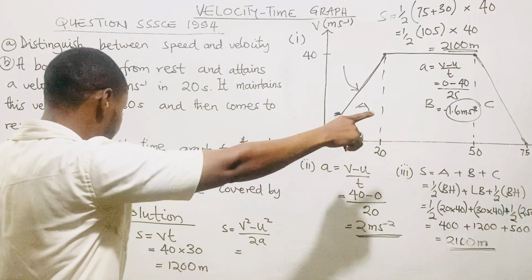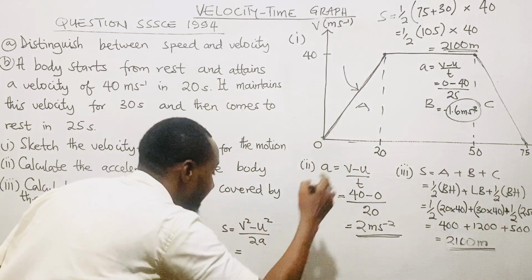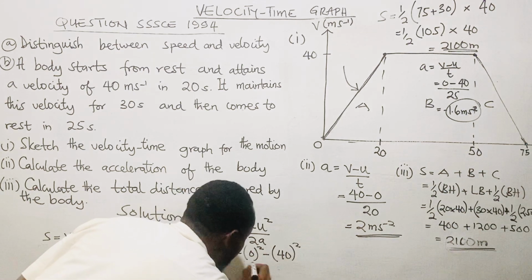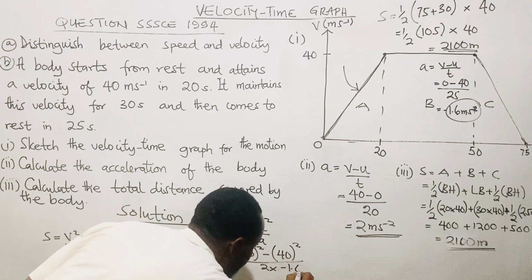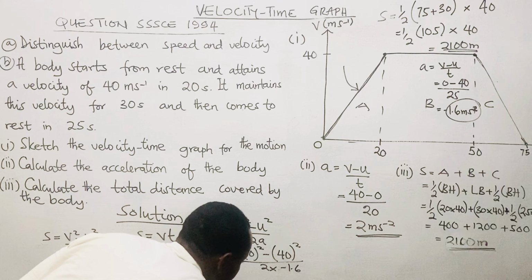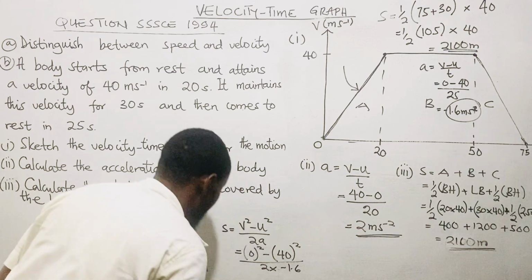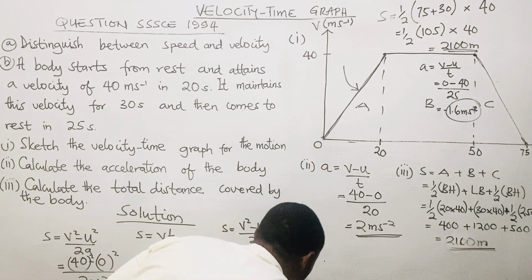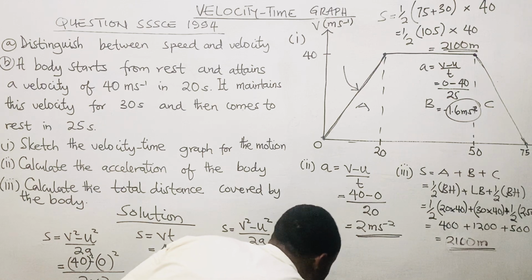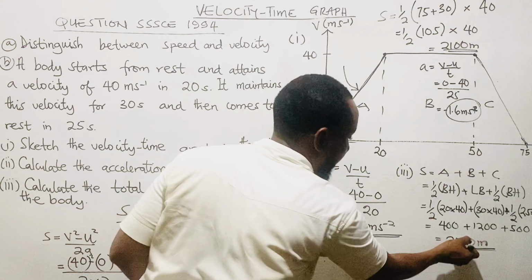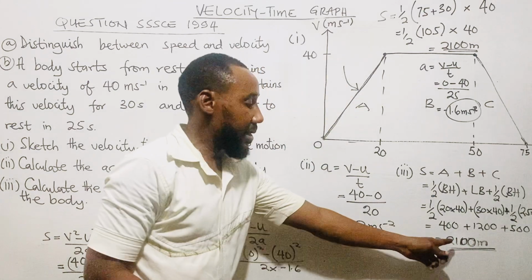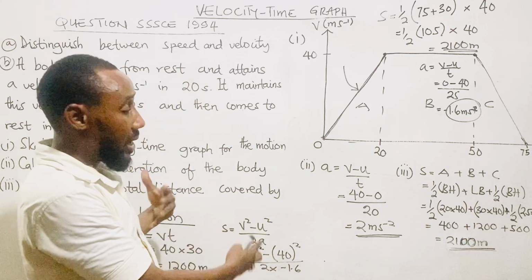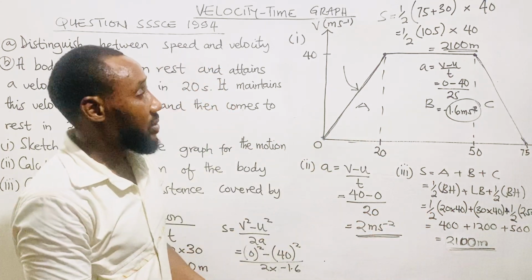So now that I have my acceleration, I can come back and put it in here. My final velocity there is 0. My initial there is 40, all over 2 times negative 1.6. So when I do that, I'm going to have 500 meters. So we cross check. When we add this, this, and this, what are we going to get? We are going to get 2,100 meters. So we are back to the same answer that we got when we used the graph. So we use the formula to cross check the graph, right? This is how we approach it.